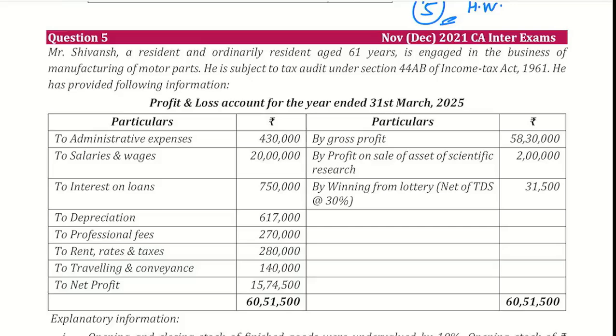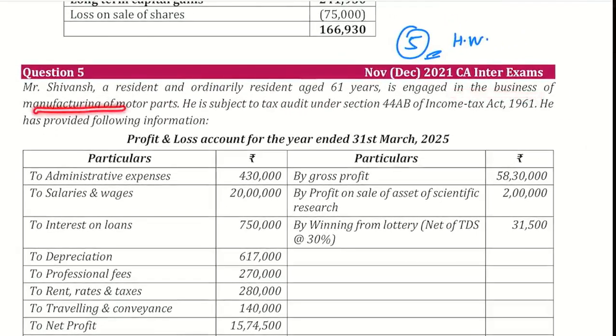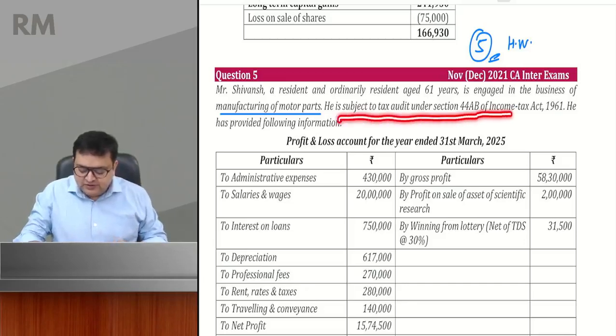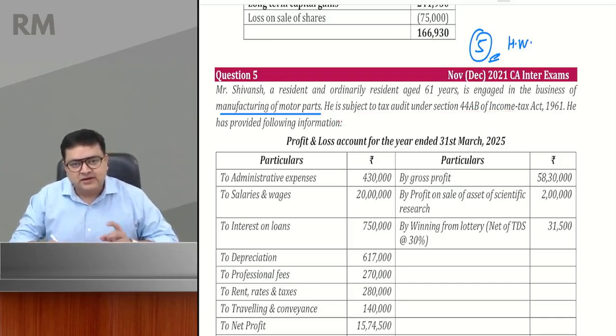If you look at it, it says Shivansh is a resident and ordinary resident, age 61 years. This person is a senior citizen engaged in the business of manufacturing of motor parts. He is subject to tax audit under 44AB, and he has provided the following information. Now, why have they given this information that he is subject to tax audit? It might be that if any TDS is required to be deducted, then he, being a big individual, should deduct TDS, right?